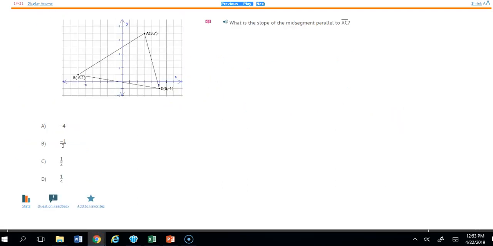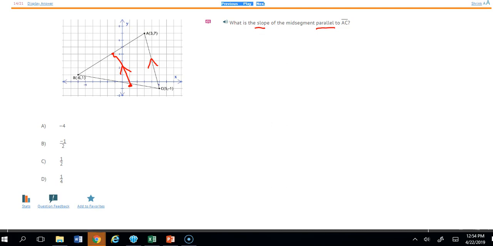What is the slope of the midsegment parallel to AC? Well, first of all, midsegment means that it is somewhere in the middle of here and there, and it's always going to be parallel to the side that it looks like it should be parallel with. So we're looking for the slope of a parallel line. Well, parallel slopes are congruent.